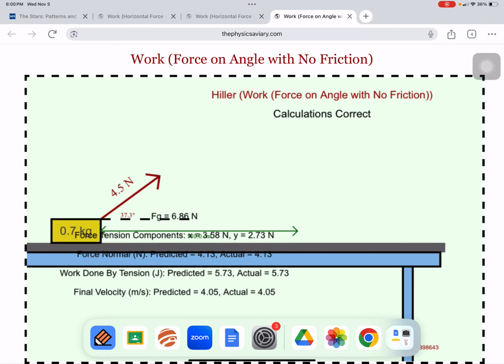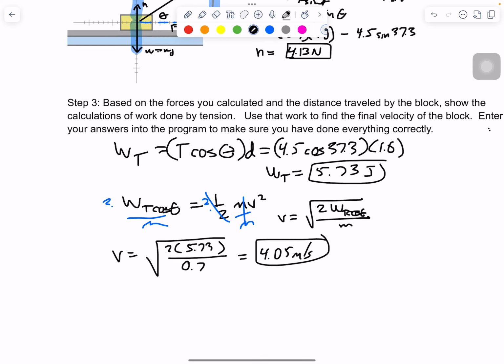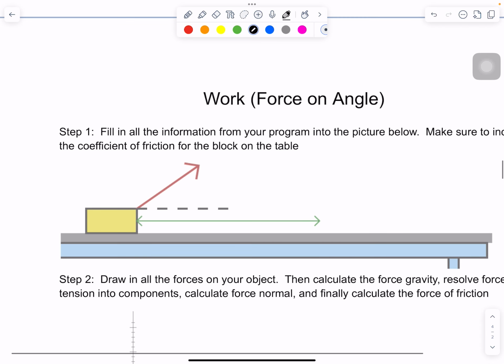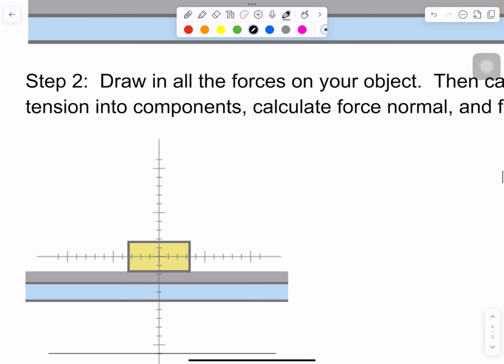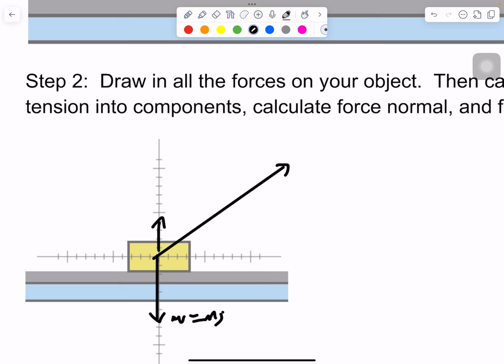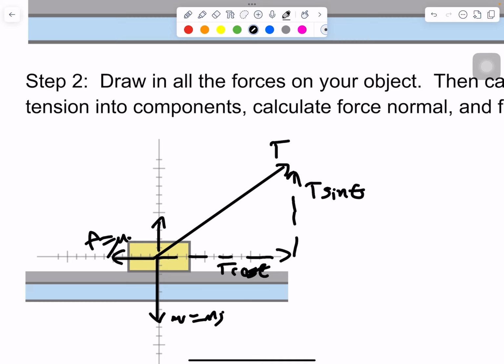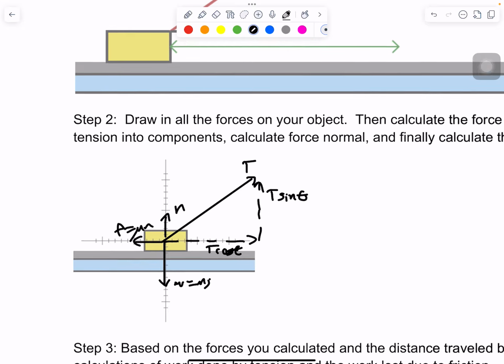Okay, on to question number 4. So question number 4 is the same problem. The only difference is we have friction coming back this way. So we've got work equals mg. You've got a smaller normal force. You've got tension up at an angle, tension cosine theta, tension sine theta, and friction equals mu times normal force.